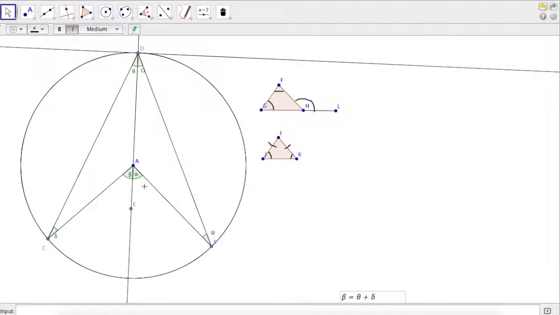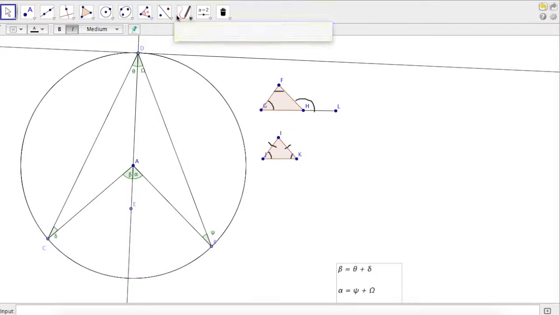Then if we look at triangle ABD, alpha is the exterior angle of triangle ABD, and that means that this angle is equal to the sum of the two opposite interior angles of this triangle. The two opposite interior angles are omega and psi. So alpha is equal to omega plus psi.